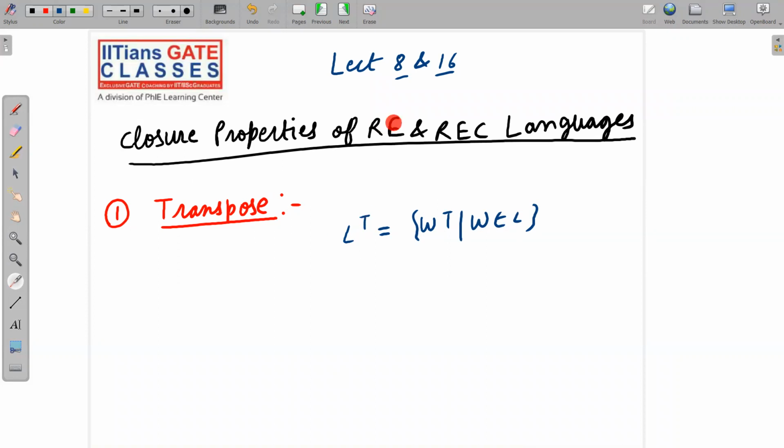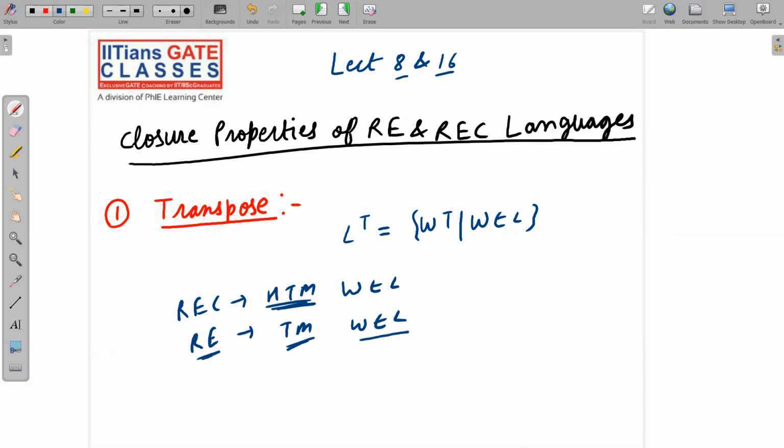So how will you prove that both RE and REC languages are closed under the transpose operation? This is a very simple scenario. For REC languages we have a halting Turing machine to check whether W belongs to L or not, and for RE languages we have a Turing machine. A Turing machine may or may not halt, but a halting Turing machine always halts and says yes or no. In case of RE languages, if W belongs to L, then the Turing machine will halt and say yes, but if W does not belong to L, then the Turing machine may hang also. This is the basic scenario, you already know about it.